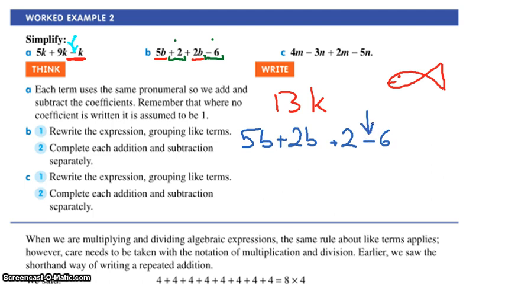Okay, then we just simplify. 5b plus 2b will give us 7b, plus 2 minus 6 will give us minus 4. Picture standing at the plus 2 spot on a number line, and then you have to go backwards 6 spots. So 1, 0, minus 1, minus 2, minus 3, minus 4. Okay, that is your answer.